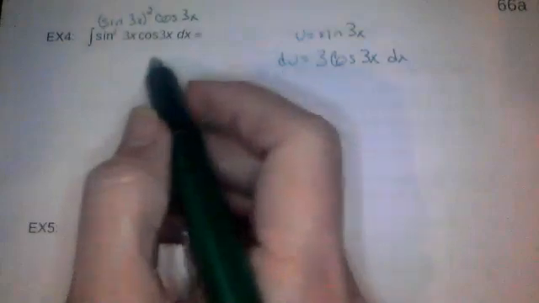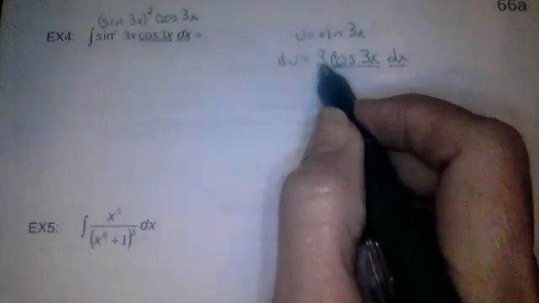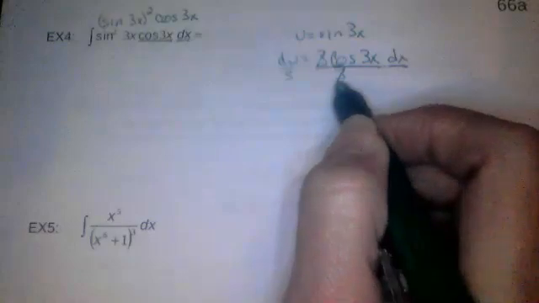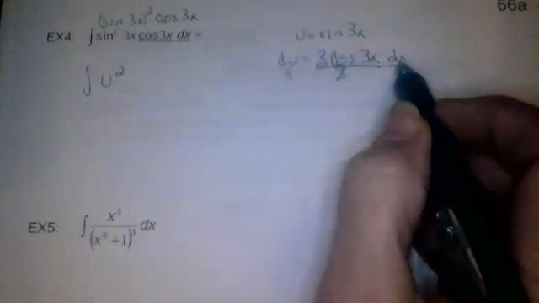So if I look back over here, I don't have a good match for that. I've got the cosine 3x and the dx, but not the 3. So I'm going to divide both sides by the 3, and then I can replace this cosine 3x dx with du over 3. So I'm going to have the integral of u squared, and then all of this is replaced with du over 3, or 1/3 times the integral of u squared du.